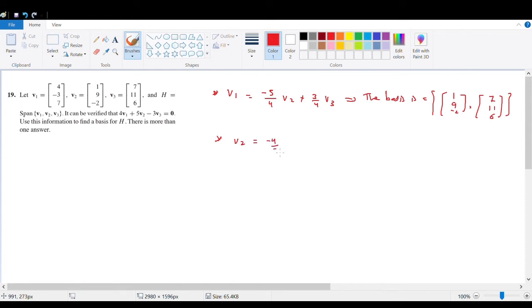If we choose, for example, v3 is equal to minus 4 over 5 v1 plus 3 over 5 v2. So here the basis will be equal to v1, v2, where v1 is this vector and v2 is this vector.